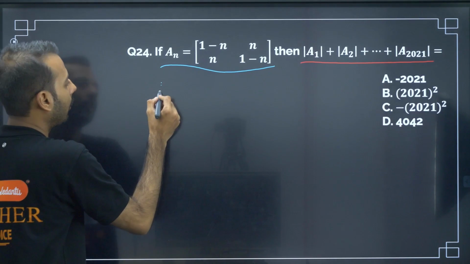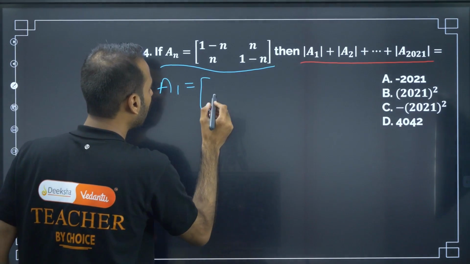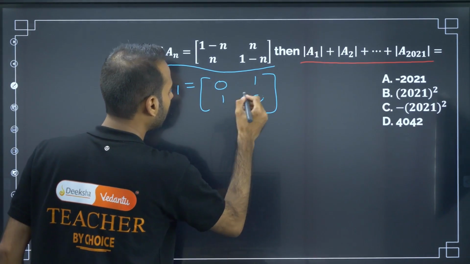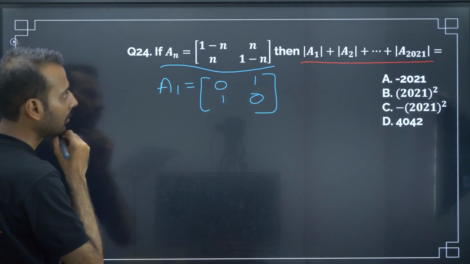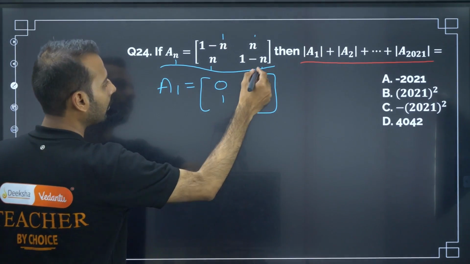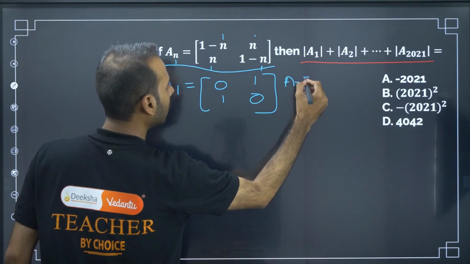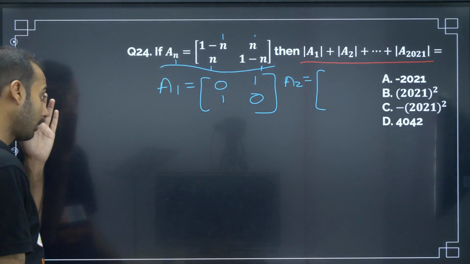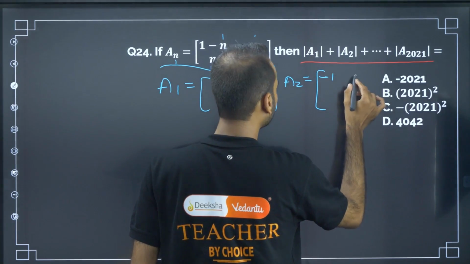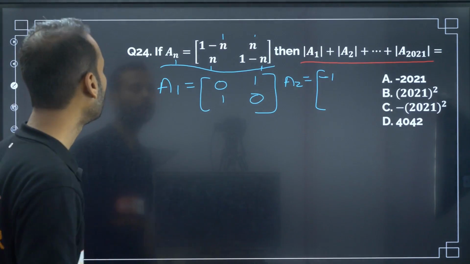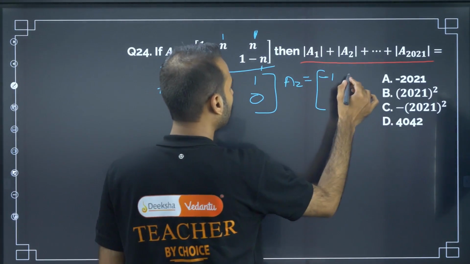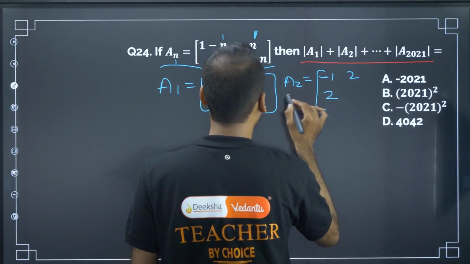So first let me find a1. a1 is equal to 0, 1, 1; 1 minus 1 is 0. Here 1 you have to place, here 1, here 1. In that way, a2 is equal to 1 minus 2, which is minus 1, where n is 2. We have only placed 2, so 1 minus 2 is minus 1.